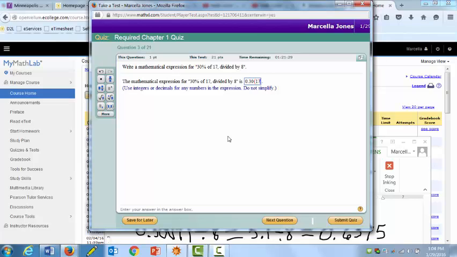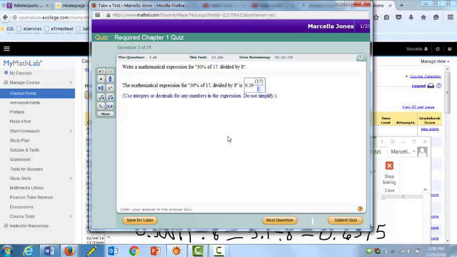0.30 times 17 divided by 8. And I can actually write it just like that. That's actually correct to write it like that. All right, so let's say this was the last question on the quiz. I would then, with that answer, submit my quiz.